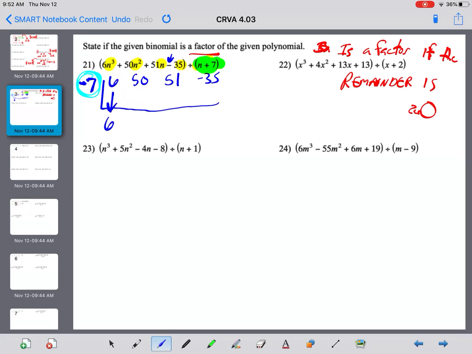Drop your leading coefficient down, multiply, add. I'm going really fast here, folks. You can slow it down, you can pause, you can check your work. -7 times -5 is +35. When you add, you get 0. So yes, x plus 7 is a factor.